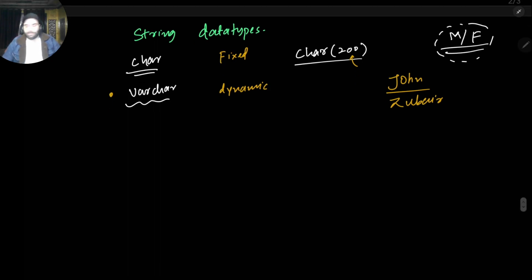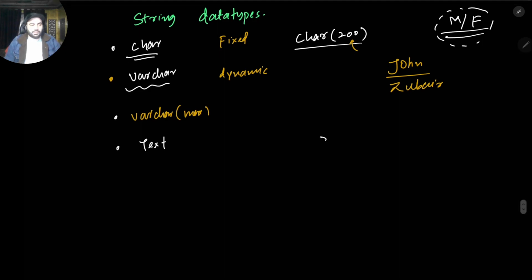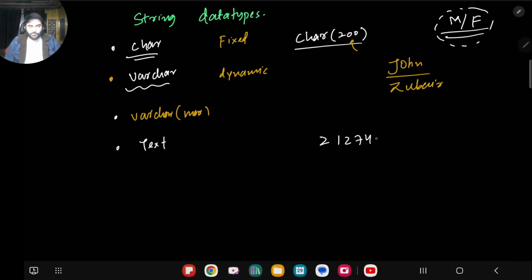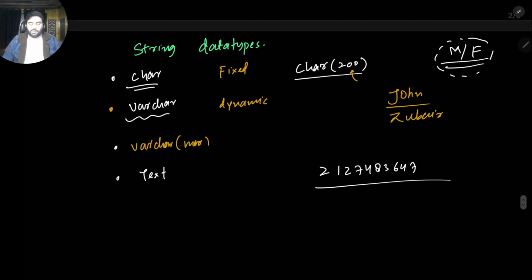Then you have varchar max as well. This is non-unicode data. So this is again varchar, and then you put max in there. And then we have text. Here the maximum length of characters is 2,147,483,647 characters. You don't need to memorize these numbers. You just need to know that there are string data types which I can use.